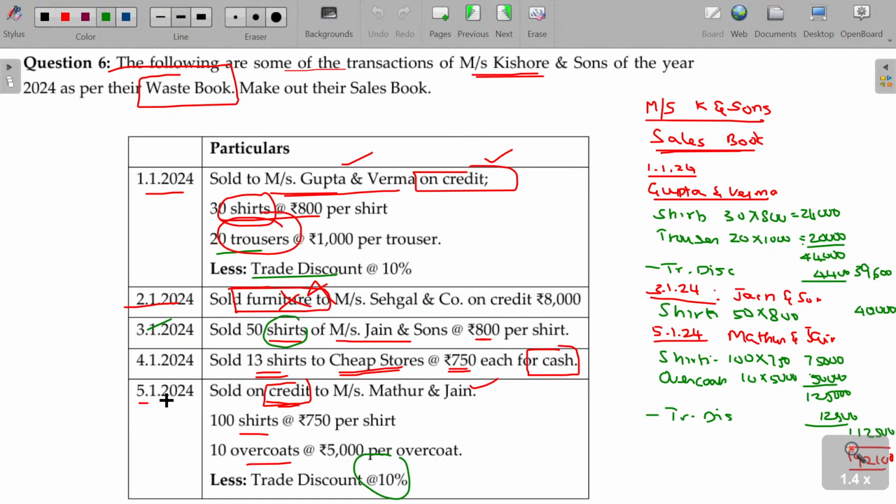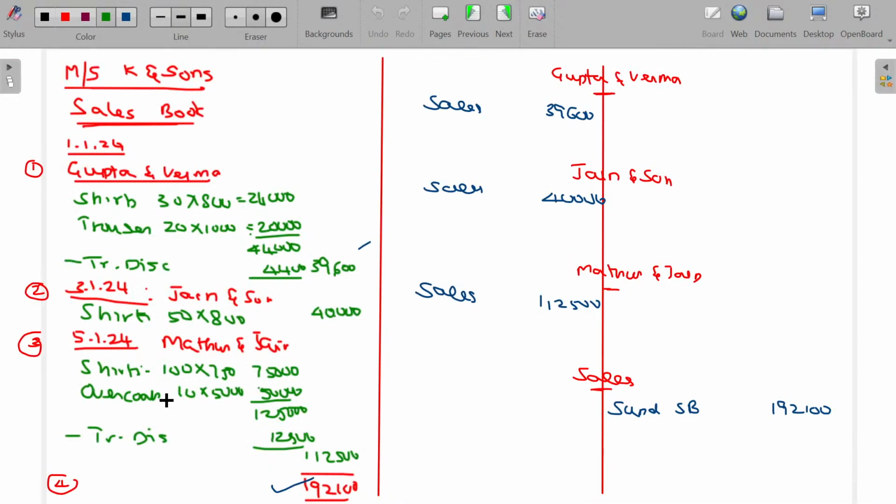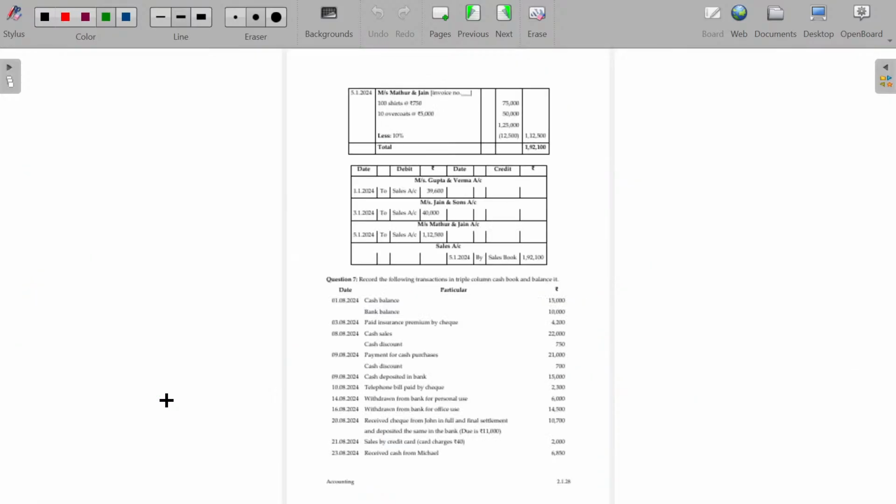So I have now completed the sales book also. Hope now you'll be able to understand this easily. Now let's move on to the next one. Cash book. I'm going to prepare triple column cash book directly because it's one of the easiest ones. So I'll be directly posting the triple column cash book here.